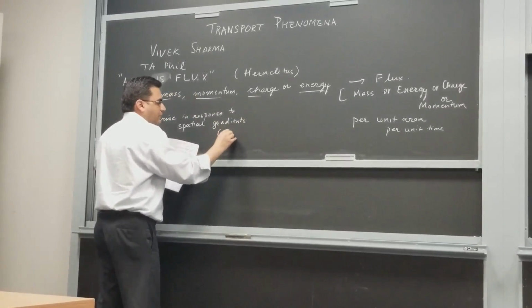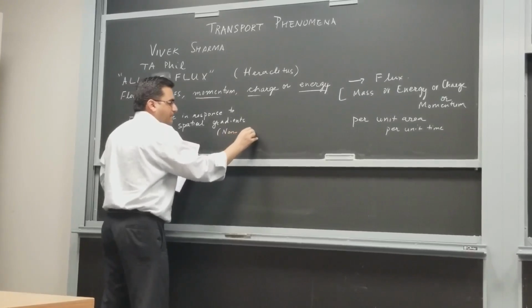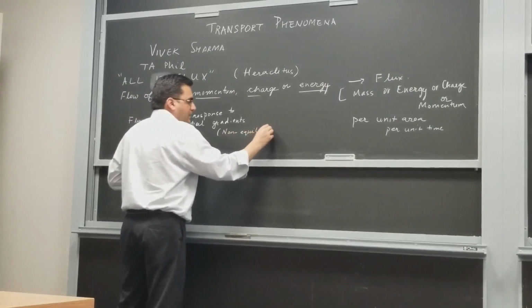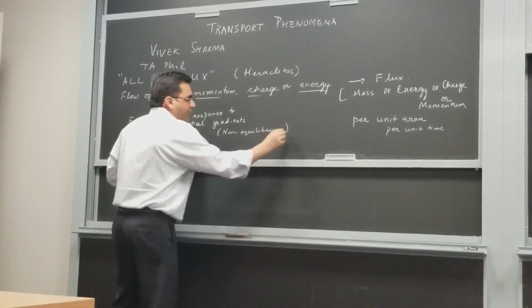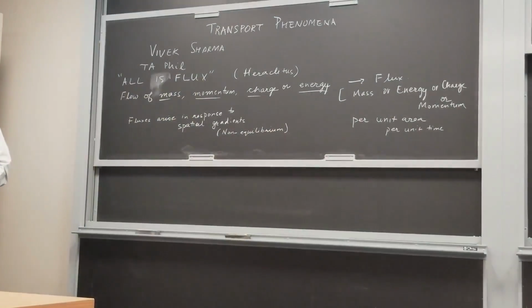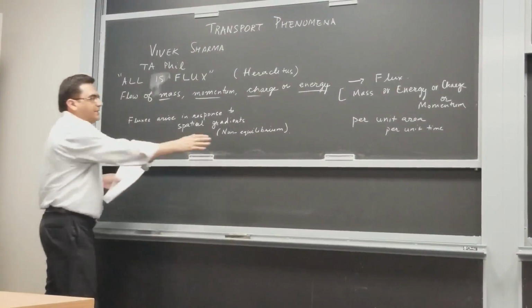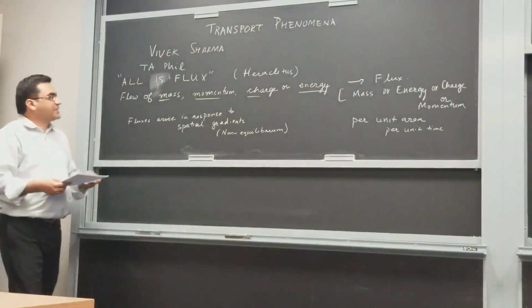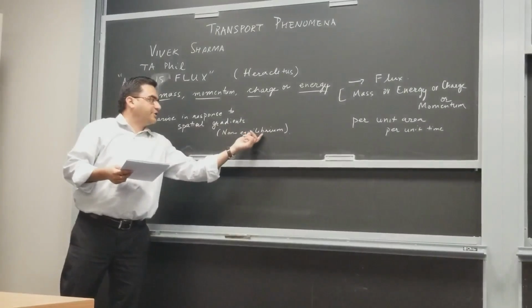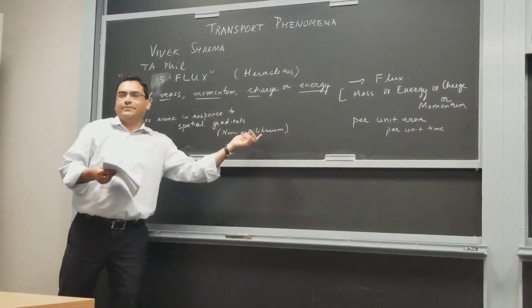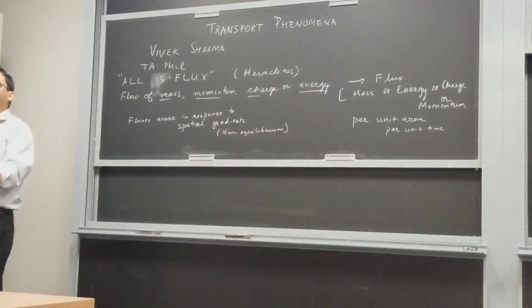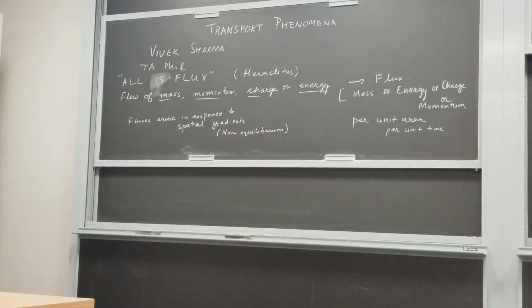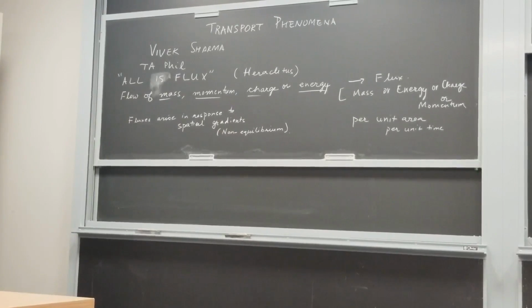So we call these non-equilibrium processes. If I think about thermodynamics, at least some of you must have gone through a definition of equilibrium. And the equilibrium can be chemical, in which case chemical potential is matched. And when chemical potential is matched, there is no mass transfer.